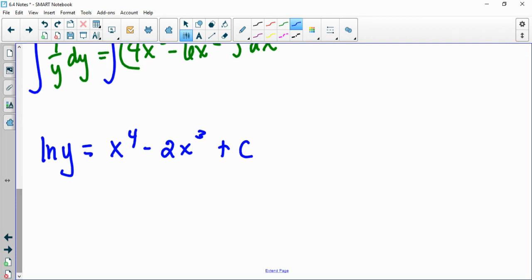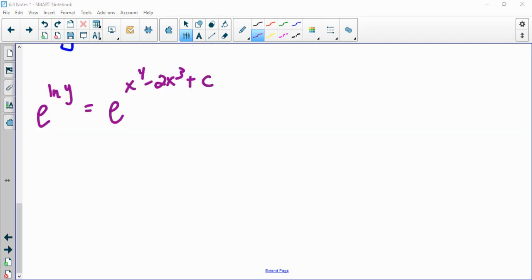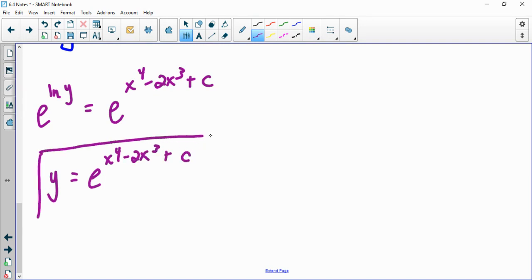And then this is close, but it's not y. To get rid of the natural log, you make it an exponent of e. So we would do e to the natural log of y equals e to all of this jazz, x to the 4th minus 2x cubed plus c. And the reason we do that is because the e and the natural log cancel. So we have y equals e to the x to the 4th minus 2x cubed plus c, and that's your answer. We solve for y. Hooray.